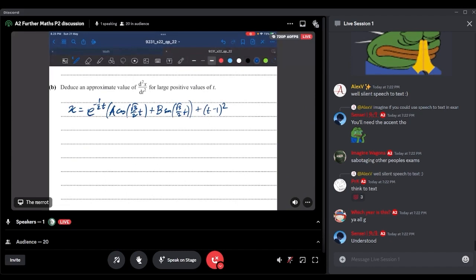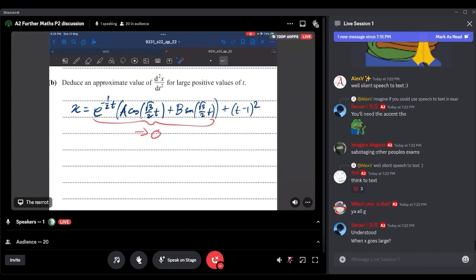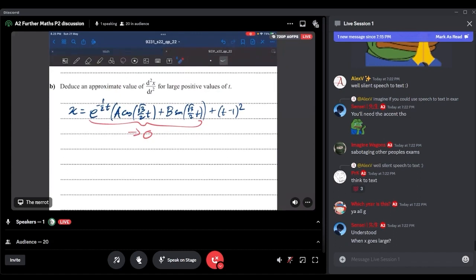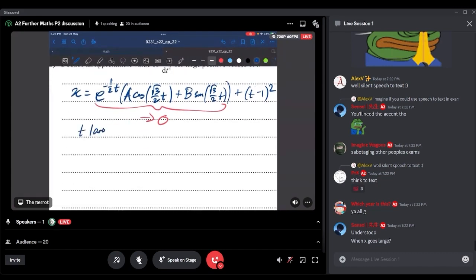Well, when x goes large, then this whole thing has to approach 0, right? What's the reason? Because this is a bounded value, while this one is approaching 0. So this is the one that brings the whole value to 0. So the dominating term when t goes large, I'm so used to saying x, when t goes large, then the dominating term is this guy. So when t is large, x is approximately this guy here.